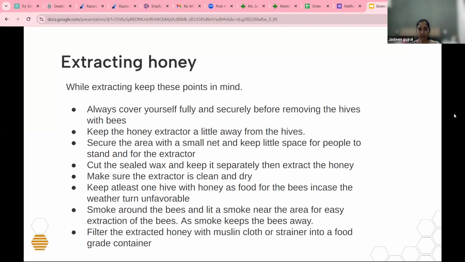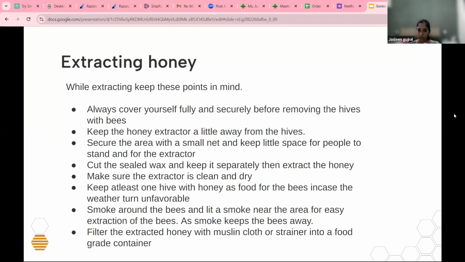Then whenever you are taking out the hive for extraction, make sure that you always keep one hive full of honey and pollen for the bees as food. Because if any unfavorable weather turns up during that time, they have at least a day or two to survive on that food.